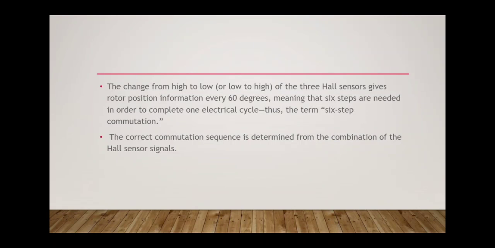And this change from high to low or low to high of the three Hall sensors gives rotor position information every 60 degrees, meaning that 6 steps are needed in order to complete one electric cycle. Thus, the term 6-step commutation is used for trapezoidal motors. The correct commutation sequence is determined from the combination of the Hall sensor signals.